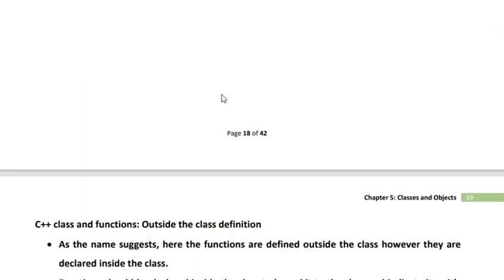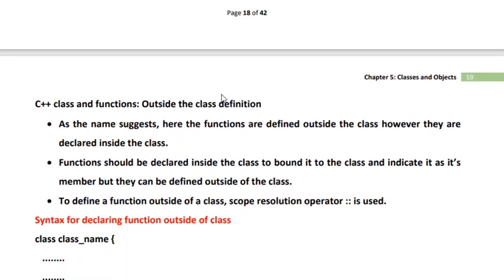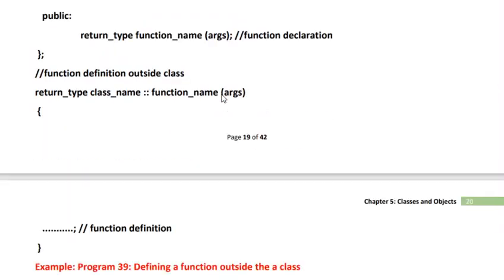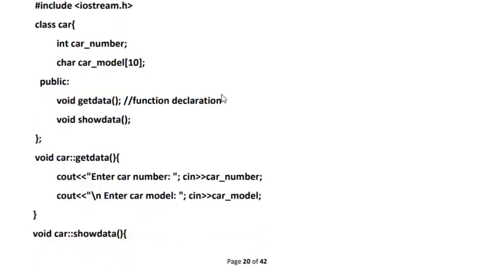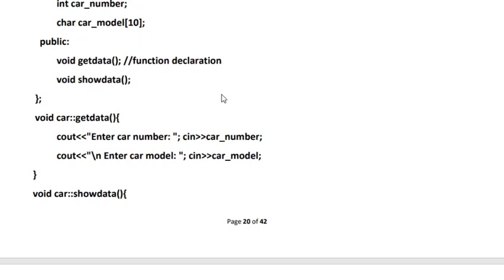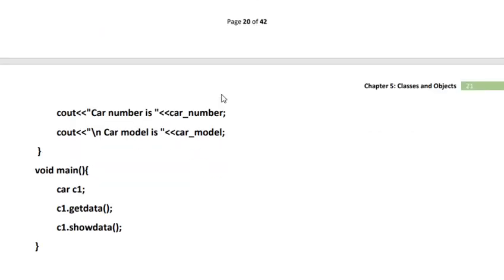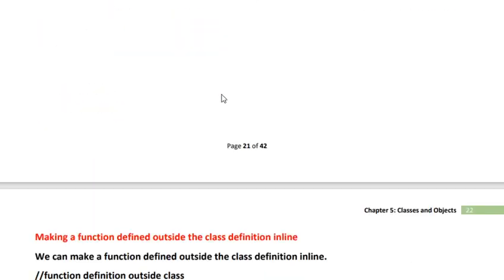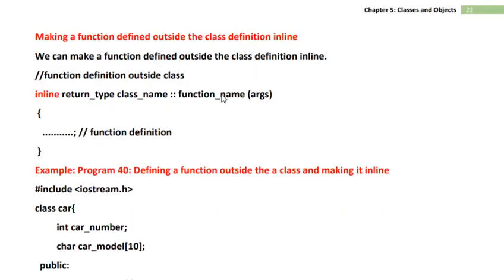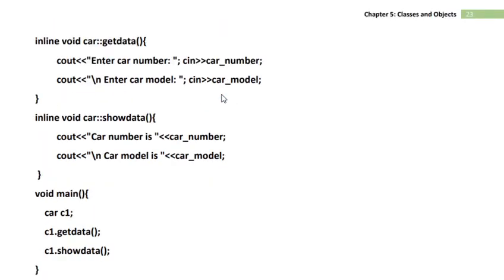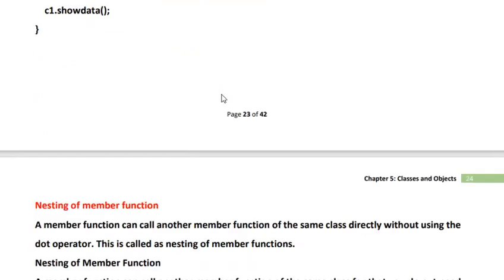And then we have learned the way we can define a member function outside the class definition, and how to make a function that is defined outside the class definition an inline function. And then we have learned about nesting of member functions, how we can nest member functions belonging to the same class, and how we can access them without using the dot operator.